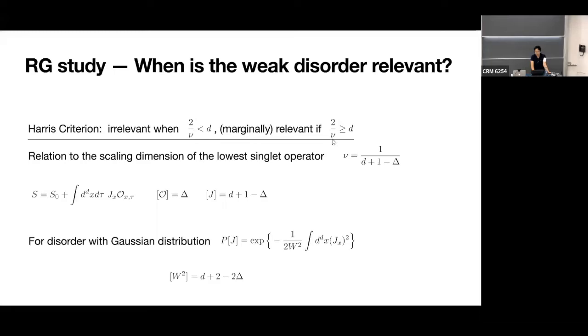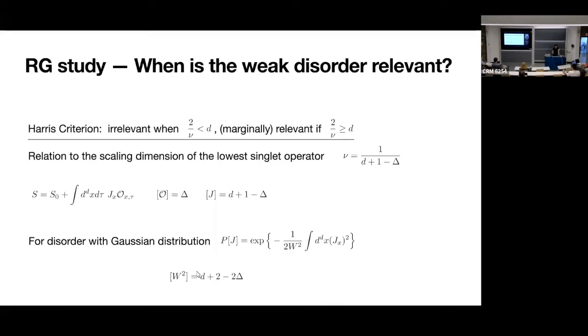So here the exponent is nu. And if it satisfies the condition that 2 over nu is larger than space dimension D, then the disorder is relevant. And for those not very familiar with critical exponents, I write down here that the critical exponent is actually a function of space dimension D and also the scaling dimension of the lowest singlet operator, delta. So this is their relation. So the Harris criterion actually says about when the dimension of disorder strength is positive.